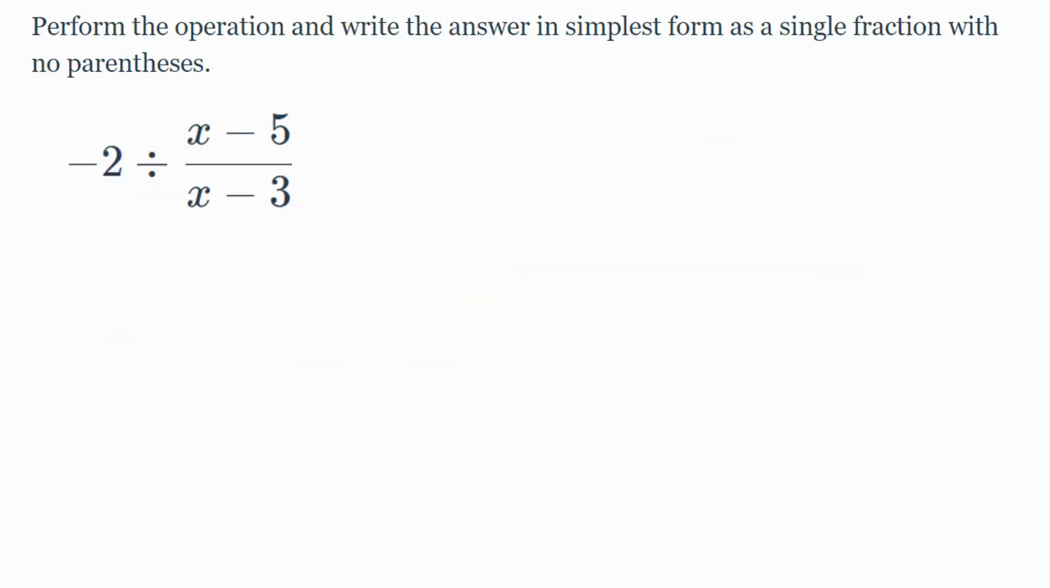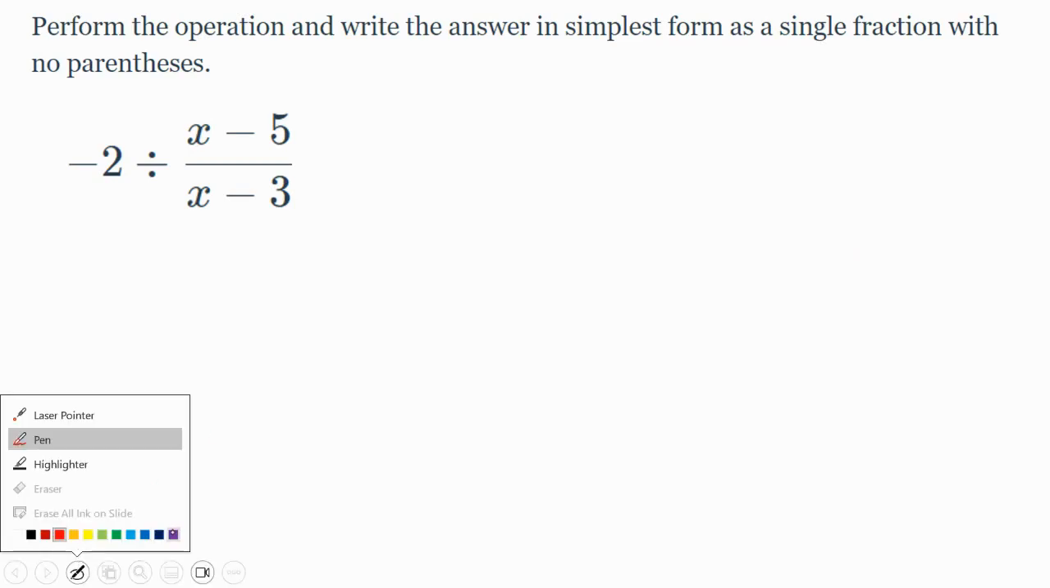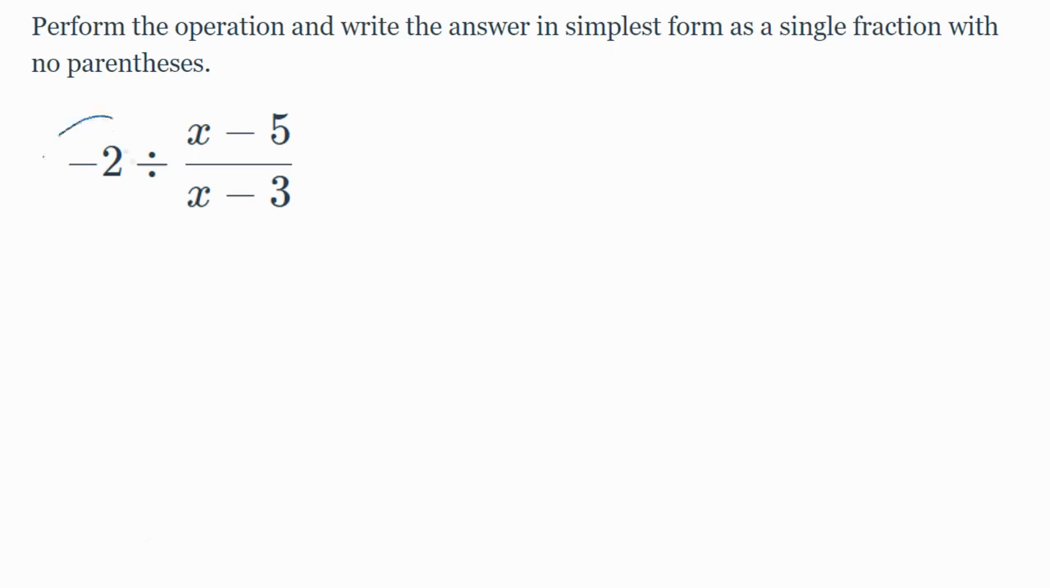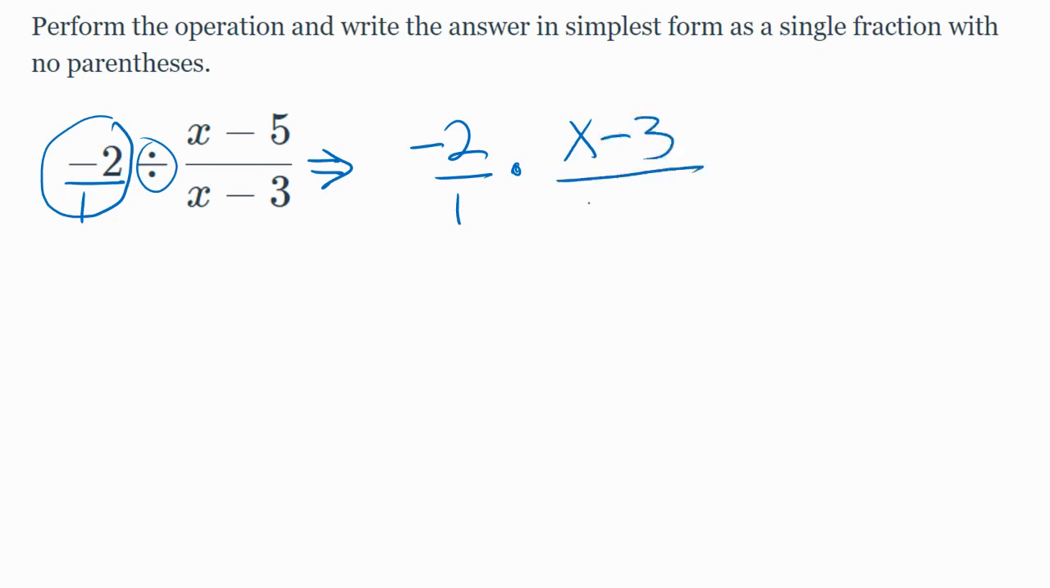All right, then we have these problems where we have a whole number and a division or multiplication of rational functions. And again, students get a little stressed out by seeing the whole number there, not sure what to do with that. Remember, any number is a fraction, just put it over 1. And a division of rational expressions just results in multiplication of the reciprocal. So it's really negative 2 over 1 times x minus 3 over x minus 5.